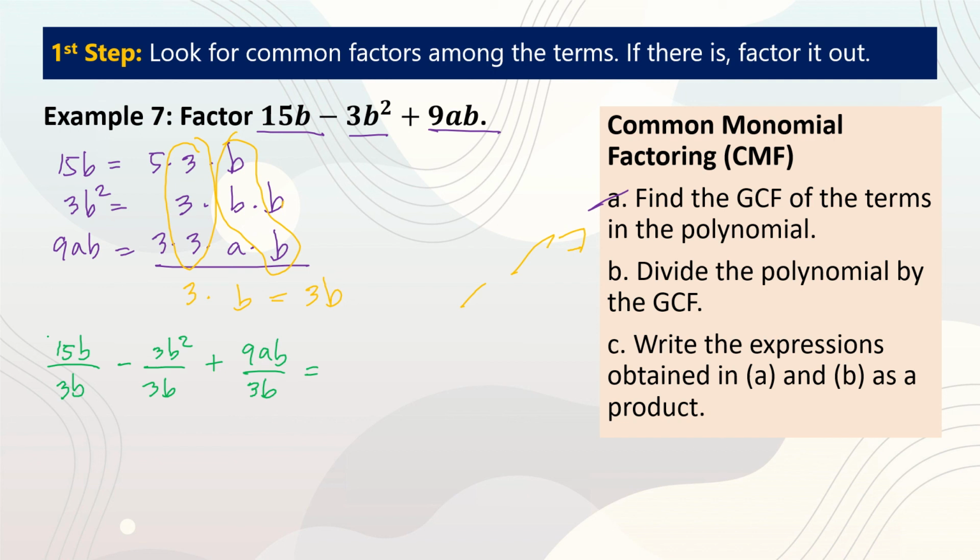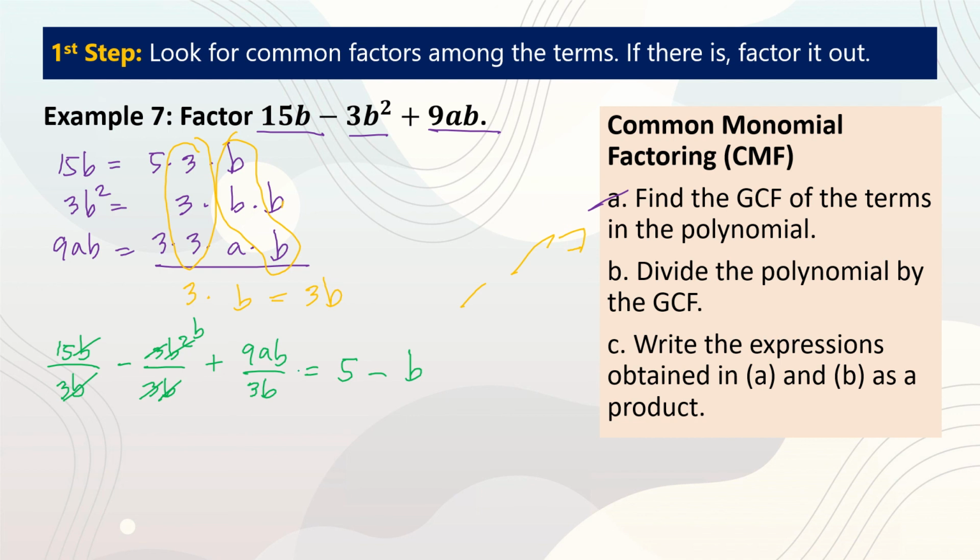So, 15 divided by 3 is 5. Yung b natin, makakancel out siya. May isang b sa numerator, may isang b sa denominator. That means, that would just be 1. Minus 3 divided by 3 is just 1. May dalawang b sa numerator, isang b sa denominator. So yun, nasa denominator, makakancel out lahat. Isang b na lang ang natira.